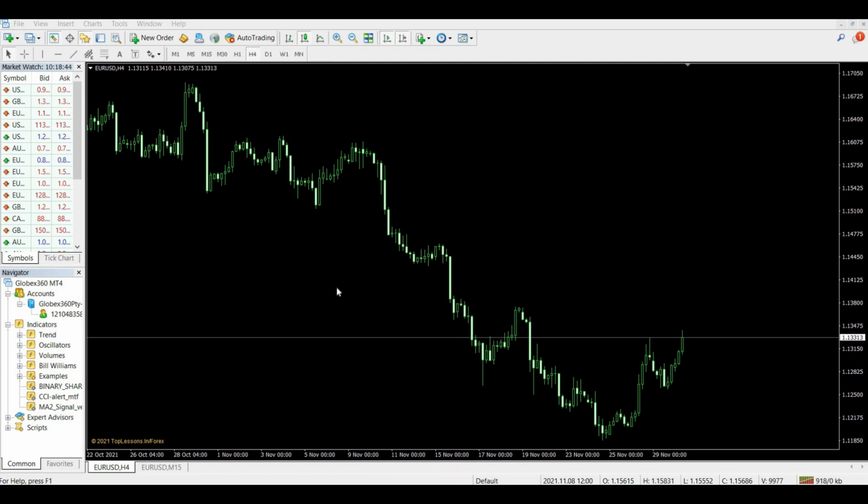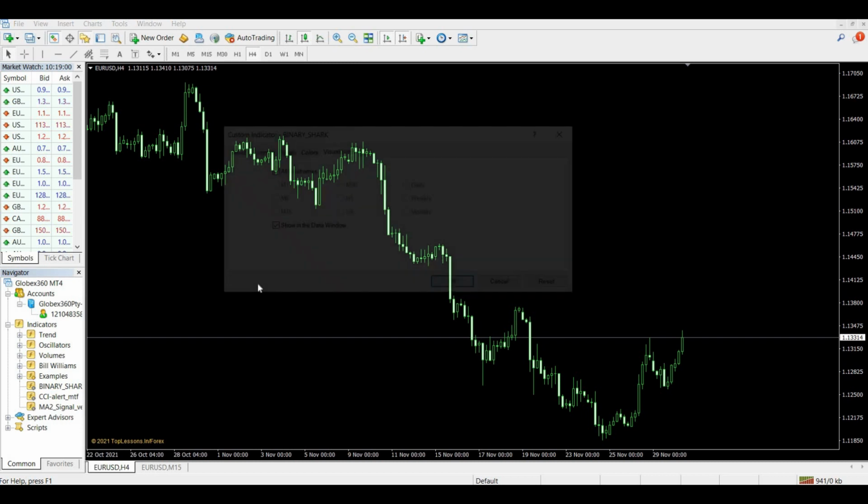Now, today we are doing the Binary Shark indicator, and this indicator was designed by a Russian group. Okay, so let's get straight into it. I'll be doing a review on this, and in the next video you will know how to use this system.